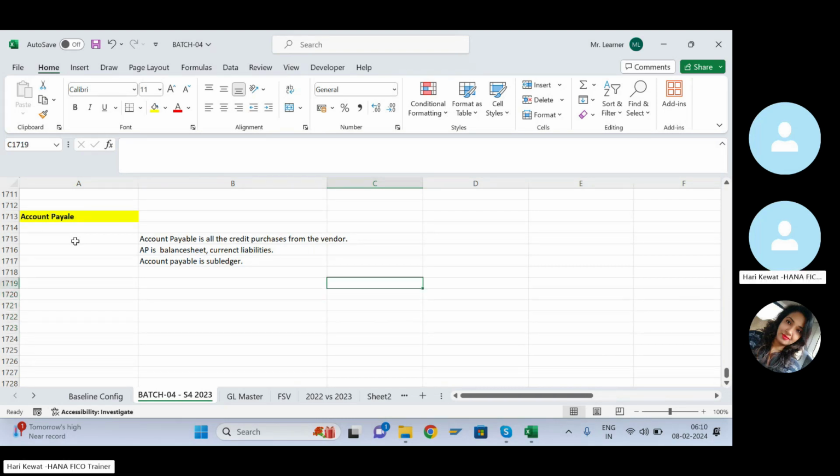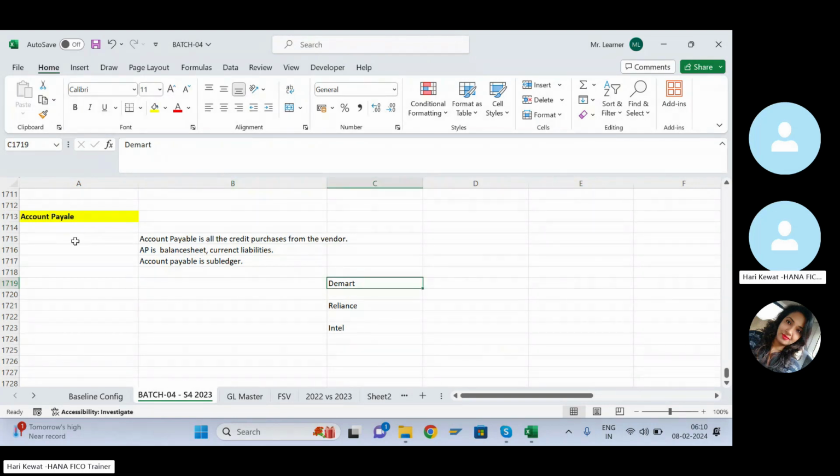Let's say our company Apple is purchasing from, let's say, DMart. They created one vendor as DMart. They are purchasing something from Reliance, and from Intel. So all these are the vendors. You have to create the vendor master.